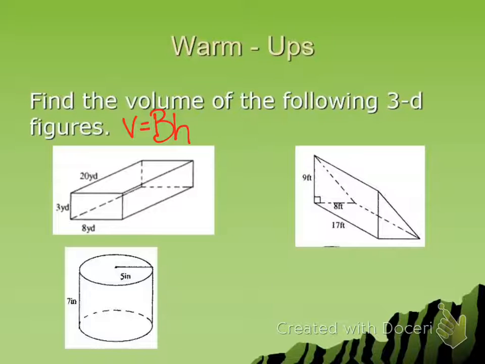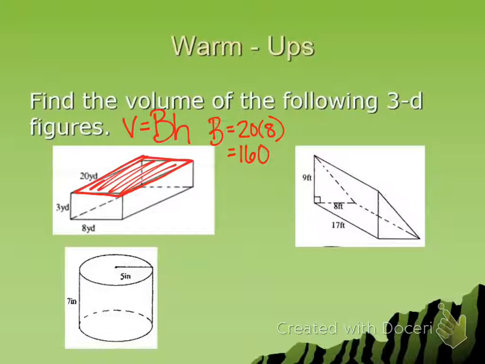Okay, so that would mean we're using the top part as our base. 20 by 8. So to find the area of that base, what are we going to do? What do we do with 20 and 8? Multiply them. 20 times 8 gives me 160. My units would be yards, not cubed. Squared. So far we've just found the area of that base, which I went ahead and shaded in red.